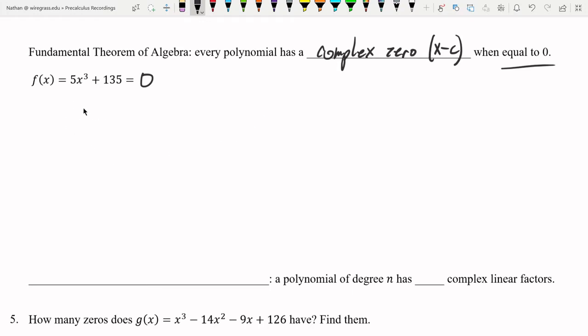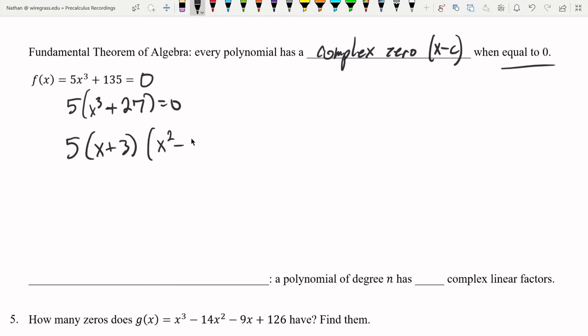If we factor this thing down, we can take out a 5. So 5 times x cubed plus 27 equals 0. This is a sum of two cubes. If you don't know the breakdown for that, I recommend you look it up. This can be factored into x plus 3, the 27 is 3 cubed, and then x squared minus 3x plus 9.